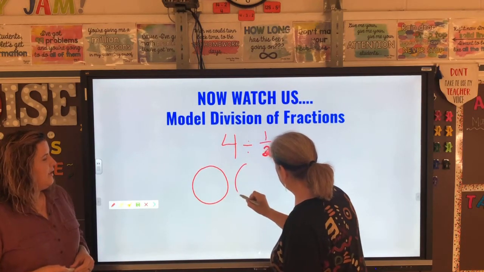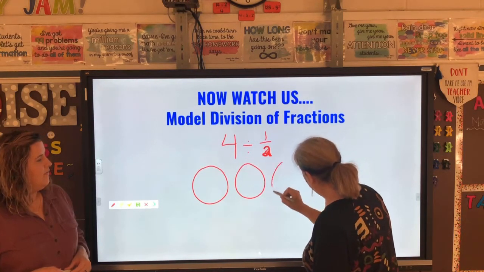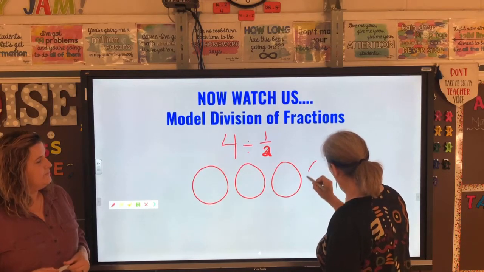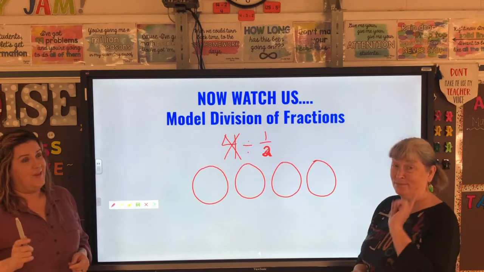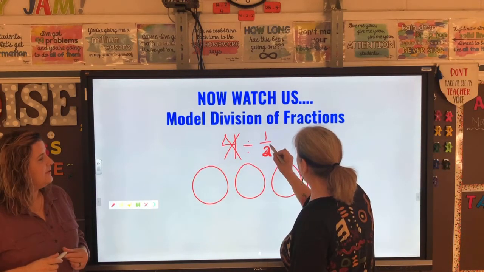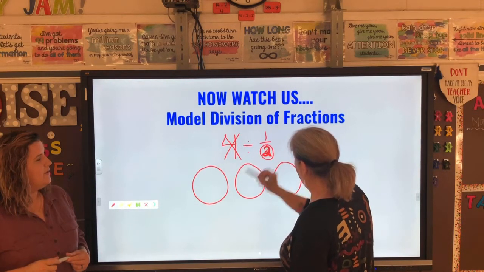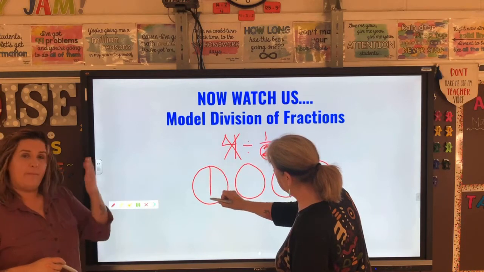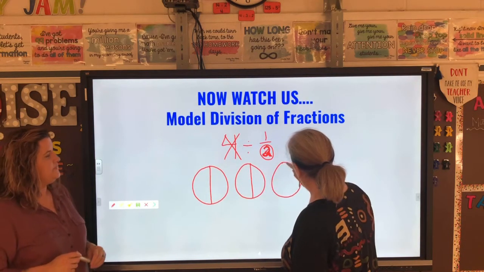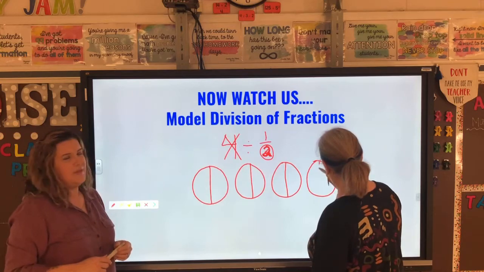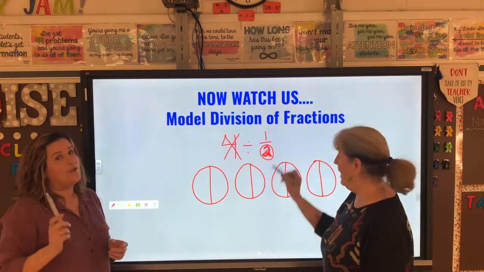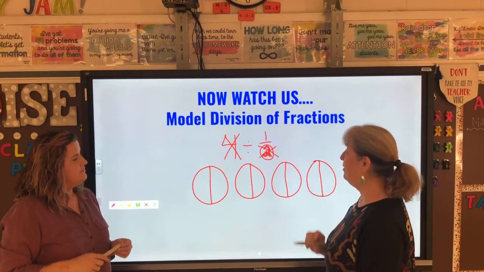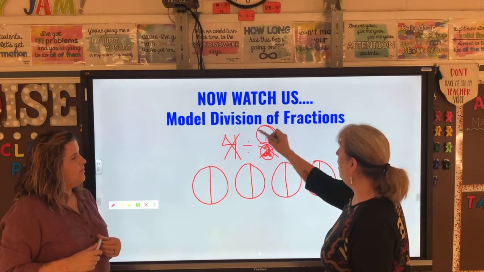I'm going to try to make my circles all relatively the same size, my wholes. So now I have 4 of them. Like a bad ex, they're gone. I'm now going to divide them into halves, just split them right down the middle. They're not perfect, but it's okay. Not all models are perfect. And now my groups are 1s.